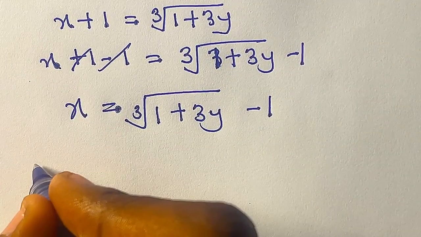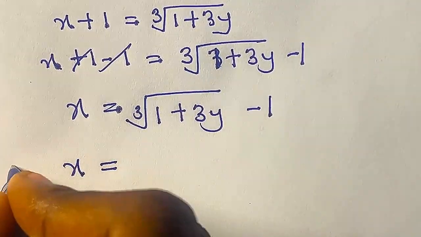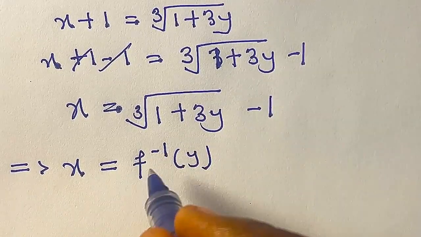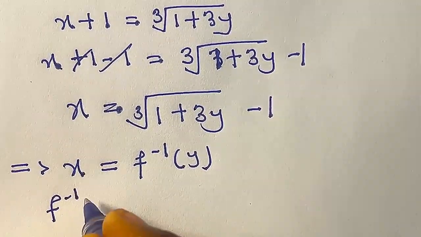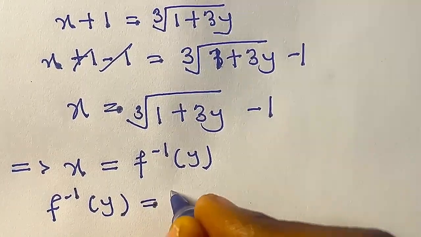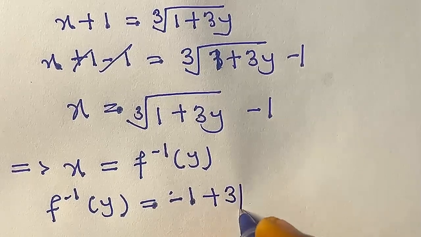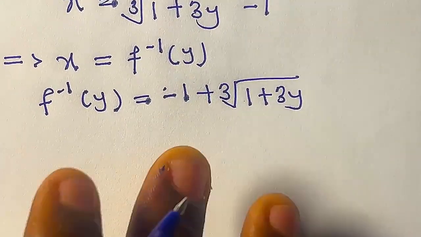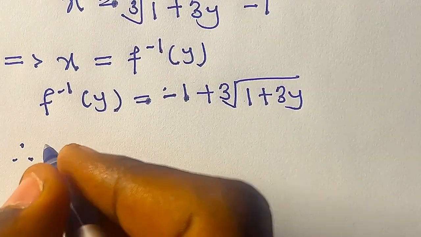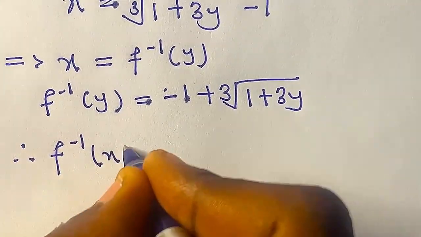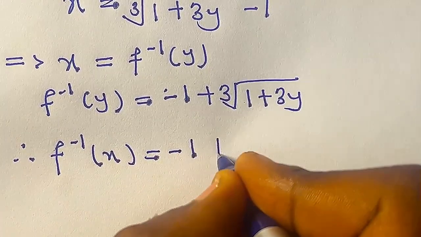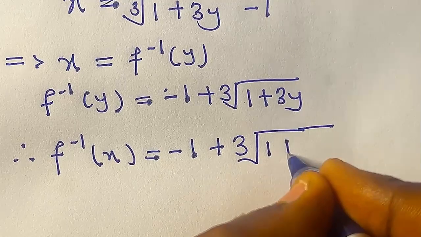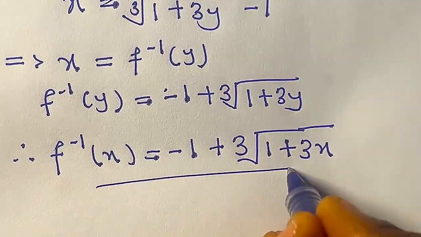However, let's recall that x equals f inverse of y. By replacing y with x, we have f inverse of x equals the cube root of 1 plus 3x, minus 1. Therefore the inverse of f of x equals the cube root of 1 plus 3x, minus 1. So this is our final answer.